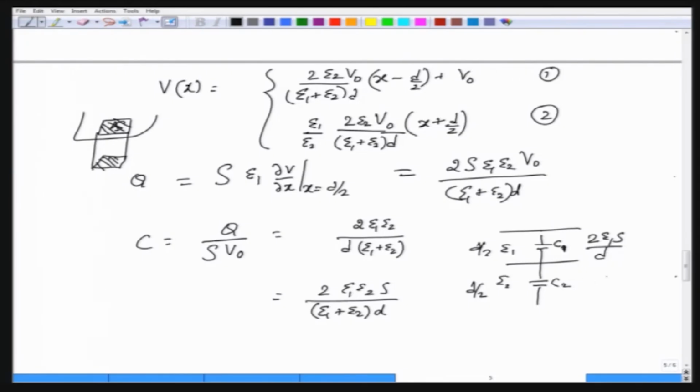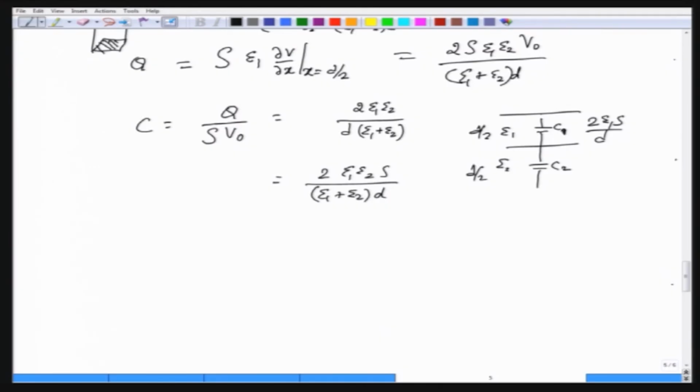and there will be one more, 2 epsilon 2 S by D, and if you add them together, capacitors in series must add according to 1 by C is equal to 1 by C1 plus 1 by C2. So, if you add them, you will see that this is actually 2 capacitors in series. Okay. So, this is the capacitance of this parallel plate capacitor with 2 dielectrics obtained by solving Laplace's equation and applying the appropriate boundary conditions.